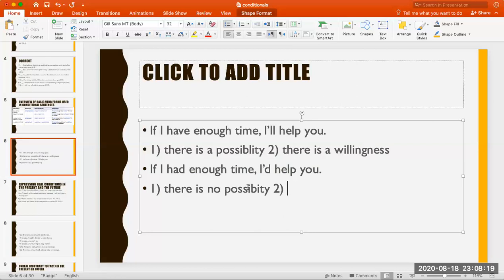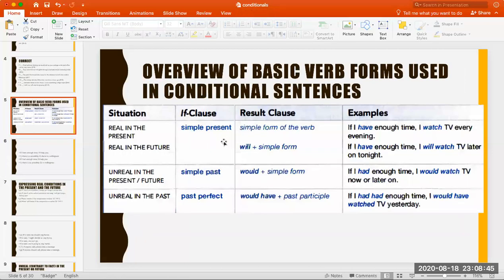But if she says, if I had enough money, I would help you, it indicates possibly two things. It's not likely that this is going to happen. Or maybe if there is the financial possibility, the speaker is not willing to help you. So there is no willingness to help. So this is rule number one, rule number two. Again, rule number one and number two are both in the present in terms of meaning.